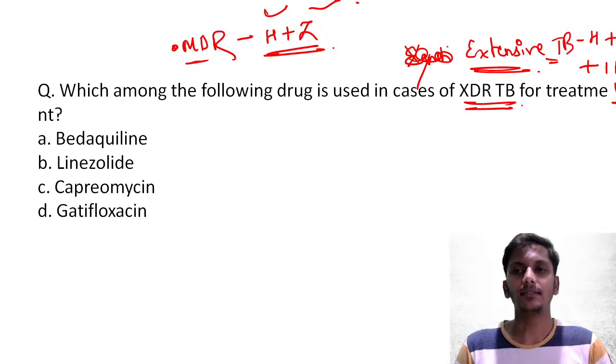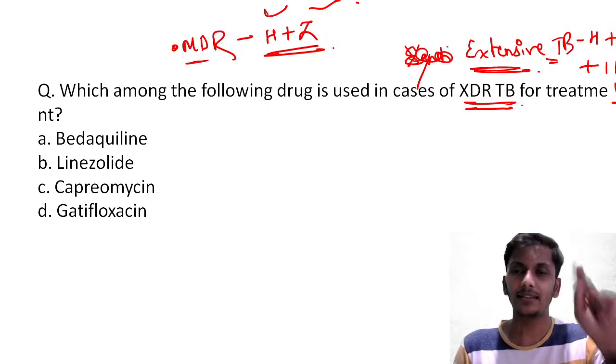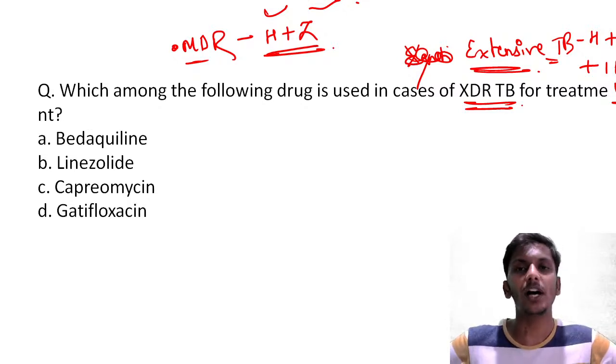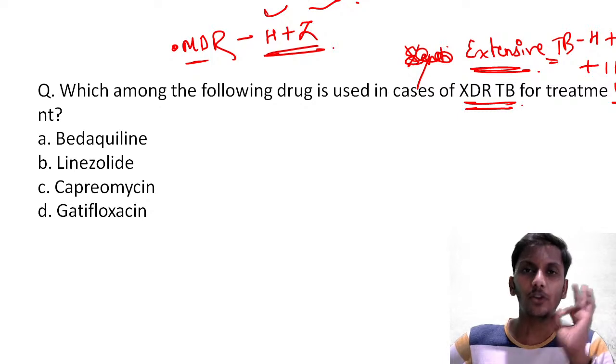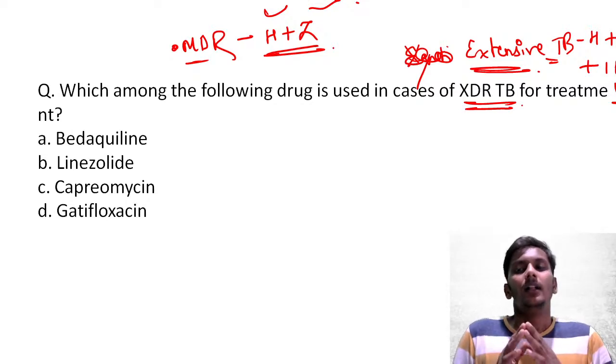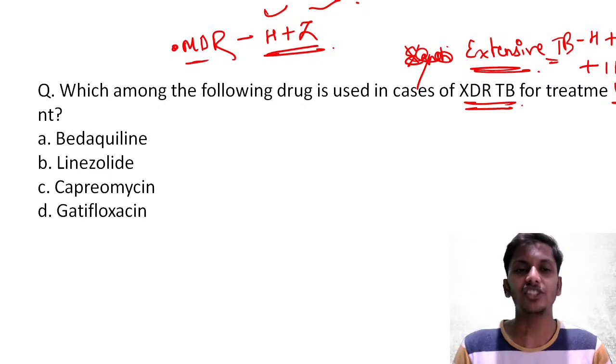Okay, and what are those 3 drugs? First are the 2 important drugs. First is isoniazid, second is rifampicin. So this is MDR. But if there is resistance to one more drug, either one of the fluoroquinolones or one of the injectables like amikacin, kanamycin, capreomycin, one of these, then it is considered an extensively drug resistant TB.